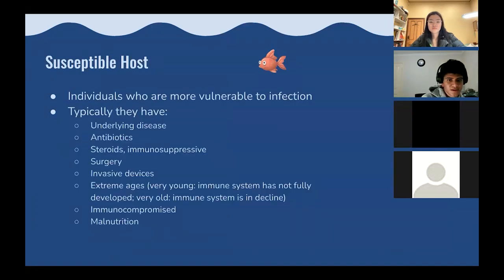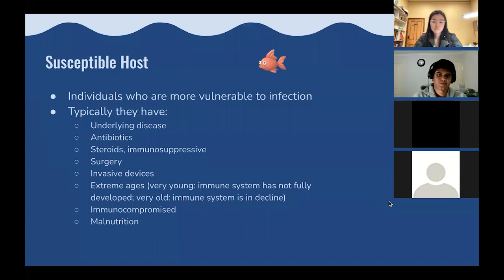Okay. So what is a susceptible host? A susceptible host is an individual who is more vulnerable to infection. Typically they have underlying disease. They might be taking antibiotics because they are sick with something, and it's going to be the problem that I mentioned before. That's where you kill the normal flora and then you're susceptible to infection by other pathogens, okay? Steroids and immunosuppressive drugs: people who take those are very vulnerable because their immune system's not working.